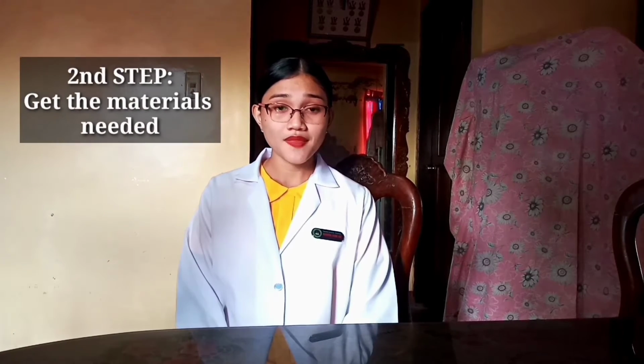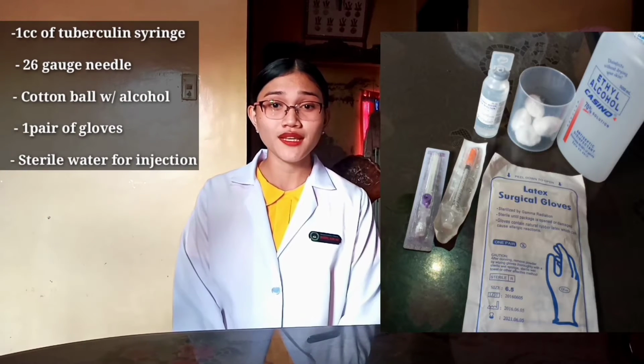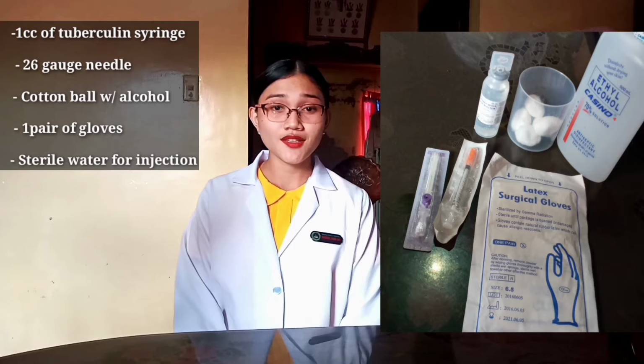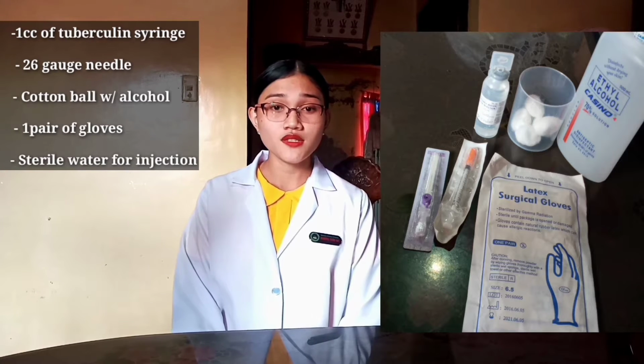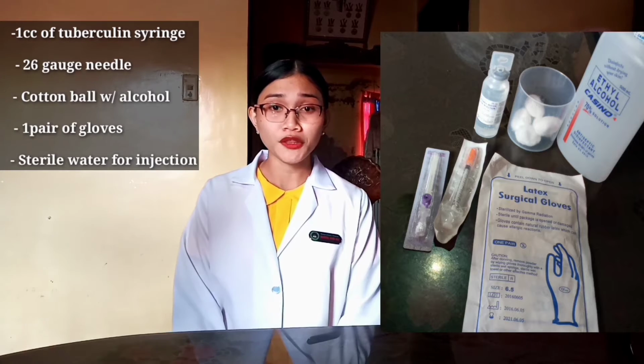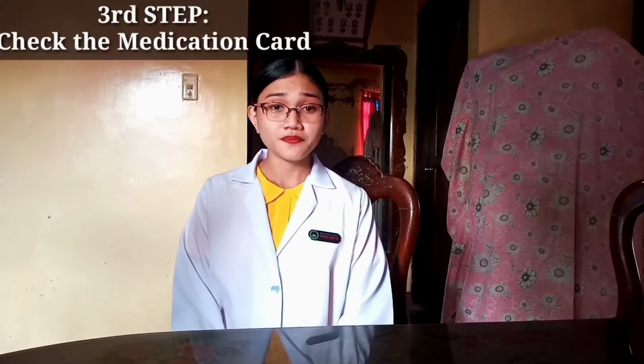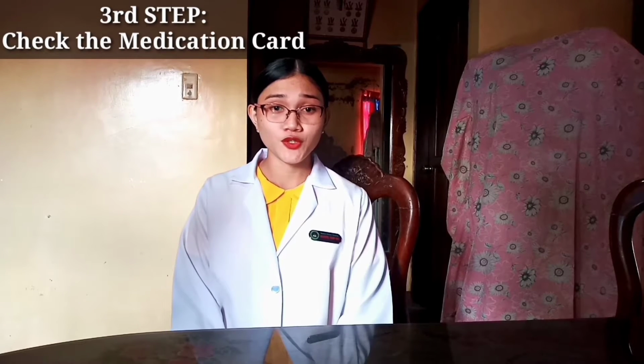The second step, assemble the equipment and supplies. The materials needed for this intradermal injection for skin test are a 1 cc or cubic centimeter tuberculin syringe, a 26 gauge needle, cotton balls and alcohol with 70% solution, a pair of clean surgical gloves, and sterile or distilled water for injection. And the third step, check the medication card.